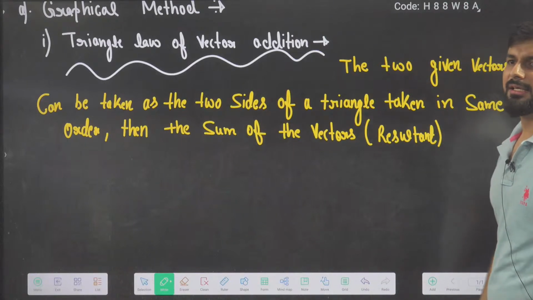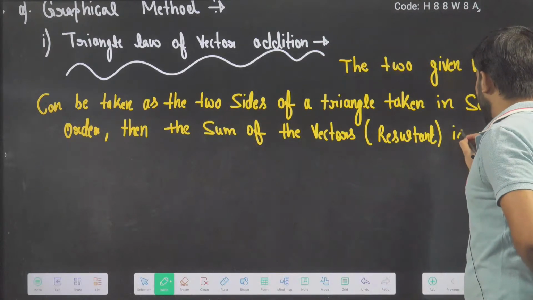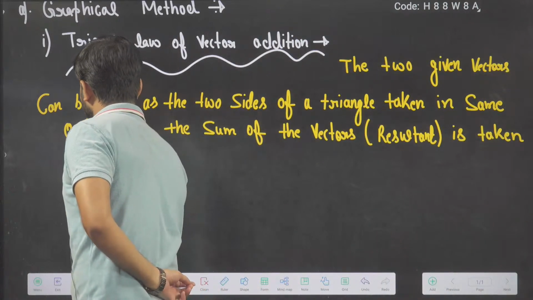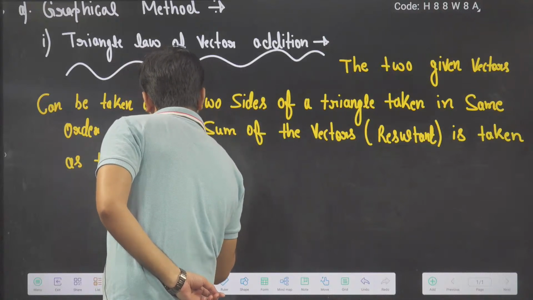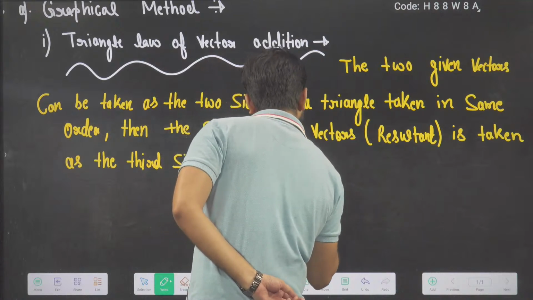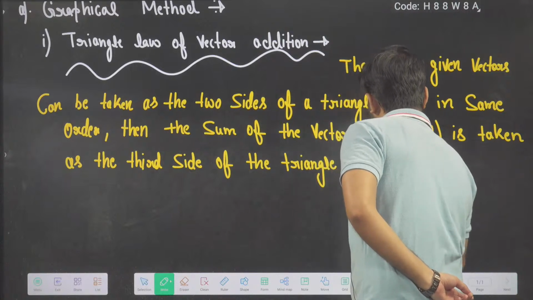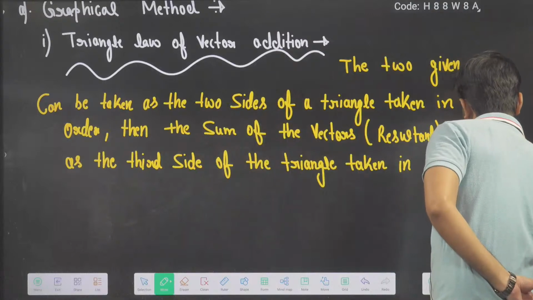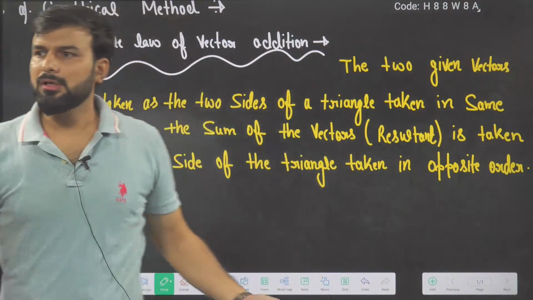For this we call it as resultant. Then the sum of the vectors, that is resultant, is taken as the third side of the triangle taken in opposite order to form the triangle. I have formed the triangle.